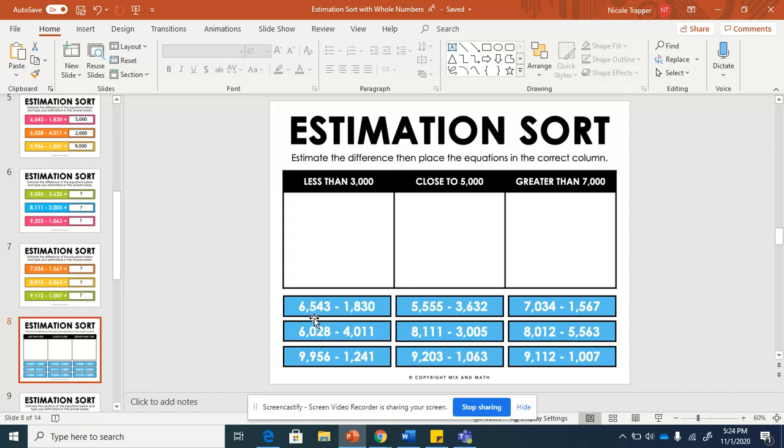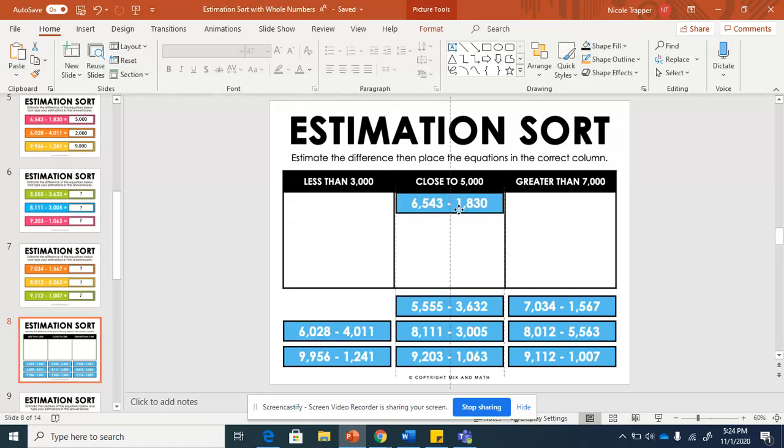6,543 rounds up because of the 5 in the hundreds place. So this one would be 7,000 minus 1,830 would also round up to 2,000. So this is 7,000 minus 2,000, which would be about 5,000. So I'm going to put that in the category that says close to 5,000.